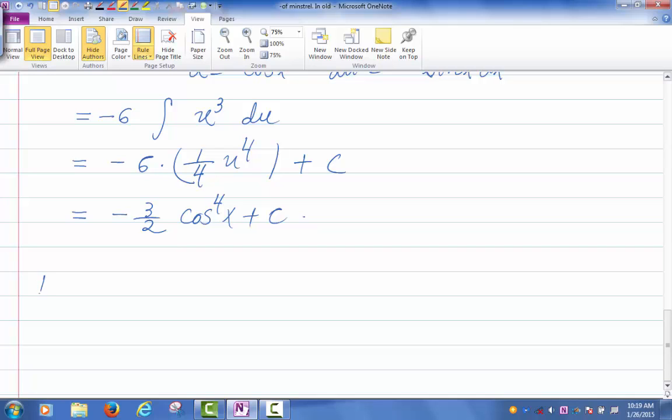Another example, but I'm not going to actually do this. I'll just tell you what you should be doing. So let's say I have the integral of sine to the 5x divided by cosine x. Suppose you have this integral. How would you do this? How would you evaluate this integral? What strategy should you follow?